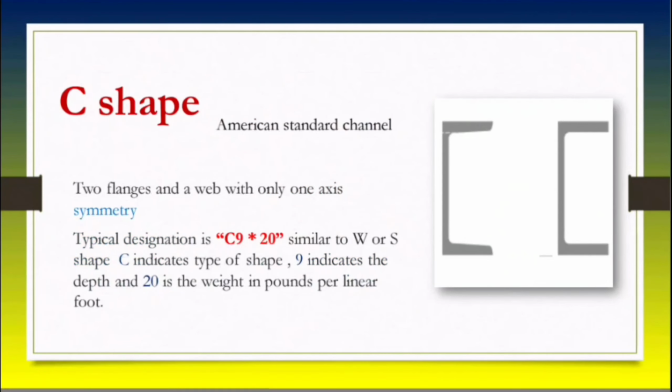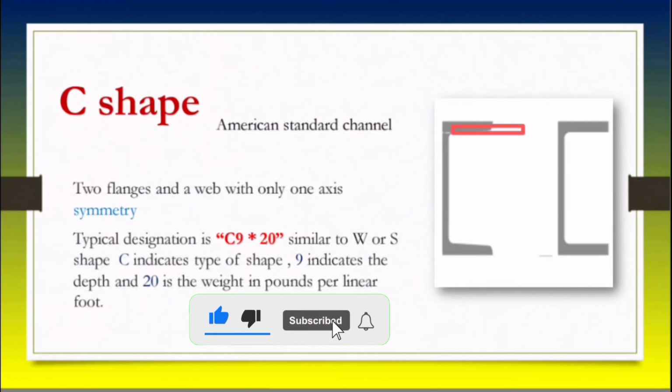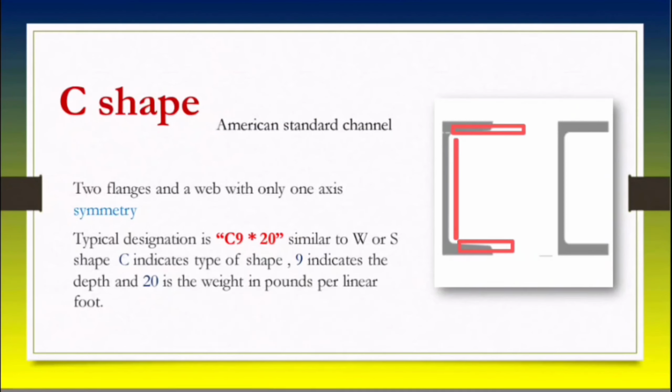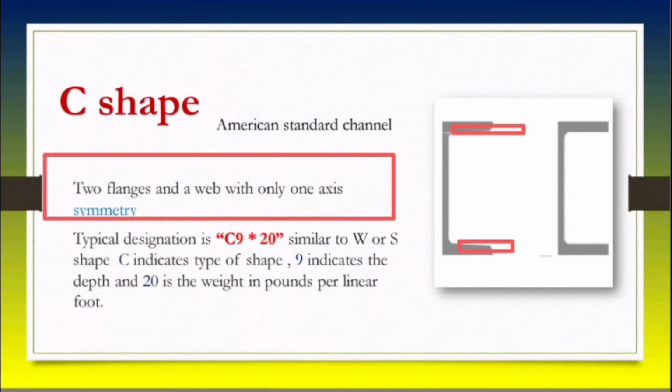The C section, also called American Standard Channel, consists of two flanges. Remember, this is the flange, and a single web, but it has only one axis of symmetry. Remember, this is only one axis symmetry, in the x-axis. In this axis it is symmetrical, in the y-axis it is not symmetrical.